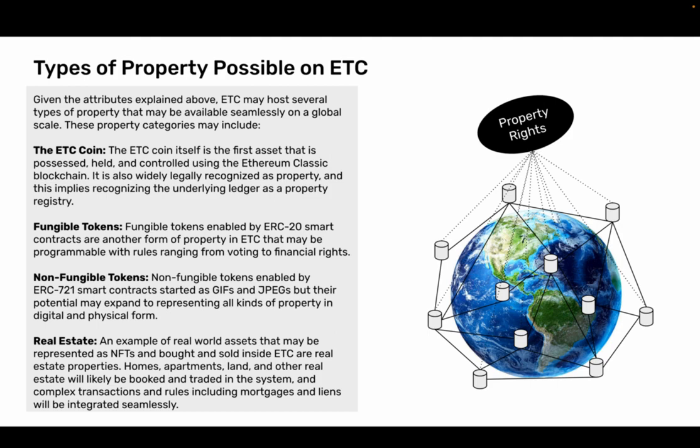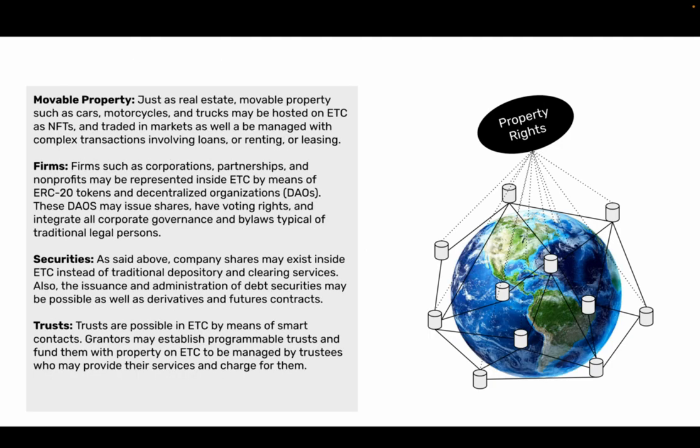Real estate. An example of real-world assets that may be represented as NFTs and bought and sold inside ETC are real estate properties. Homes, apartments, land, and other real estate will likely be booked and traded in the system, and complex transactions and rules, including mortgages and liens, will be integrated seamlessly. Movable property. Just as real estate, movable property such as cars, motorcycles, and trucks may be hosted on ETC as NFTs and traded in markets, as well as be managed with complex transactions involving loans or renting or leasing.